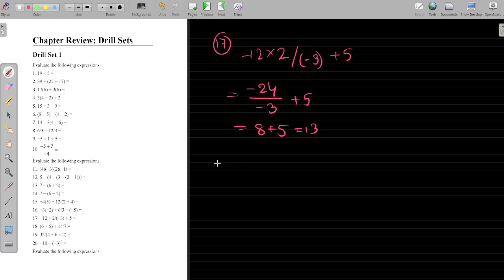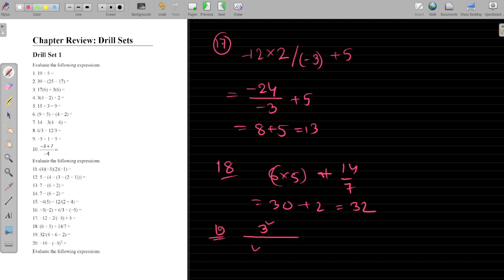Then I'm going to solve which one? 17, 18. 6 multiplied by 5 plus 14 divided by 7. So this will be 30 plus this will be 2, that means 32. Then 19. 19 number means 3 square divided by 4 plus 6 multiplied by 2.